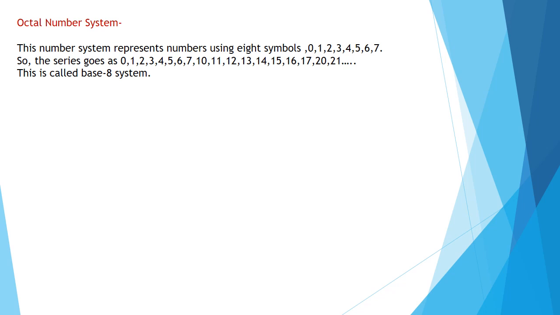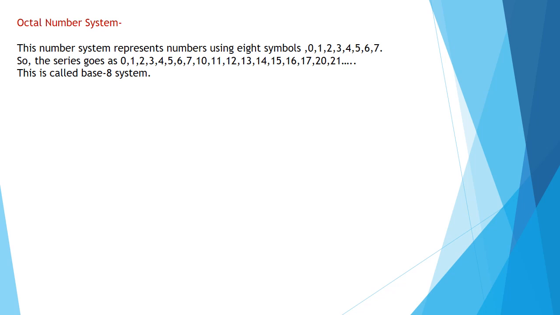Octal number system. Let's see how to represent numbers in the octal number system. This number system basically represents numbers using 8 symbols. As in decimal it was represented with the help of 10 symbols, and for binary it was 2 symbols, now in the octal number system we have 8 symbols. Let's see what these symbols are: 0, 1, 2, 3, 4, 5, 6, 7. So these numbers are used in the octal number system.